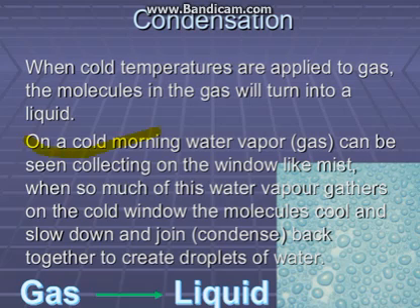But on a cold morning, water vapor gas can be seen on the window like mist. When so much of this water vapor gathers on a cold window, the molecules cool and slow down and join, condense back together to create droplets of water. Yes, that's one of them.